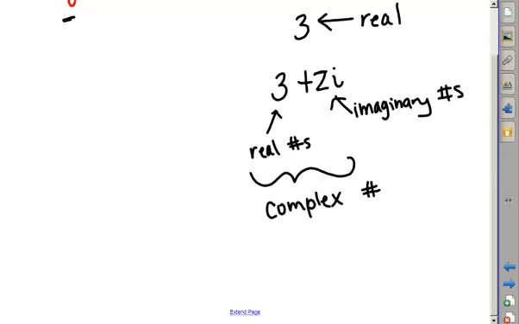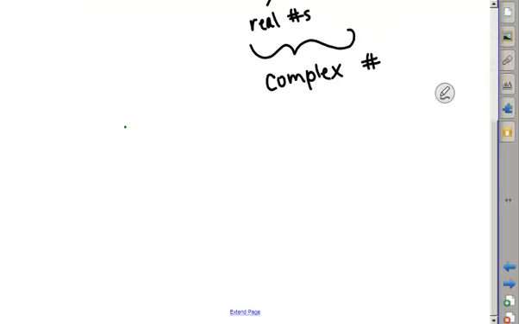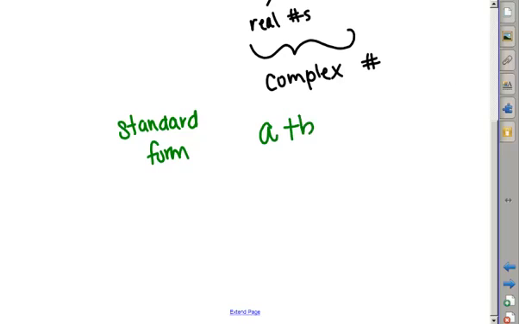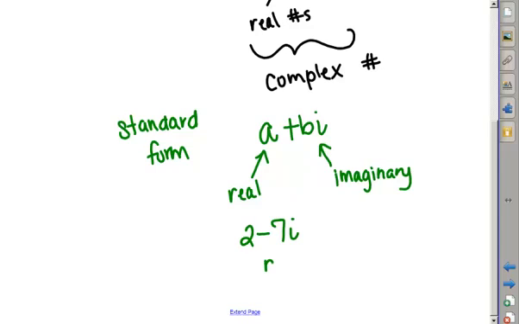The standard form of a complex number is a plus bi, where a is the real part and bi is the imaginary part. For example, 2 minus 7i. 2 is the real part, and the imaginary part is -7, because i is the number square root of -1. Okay?